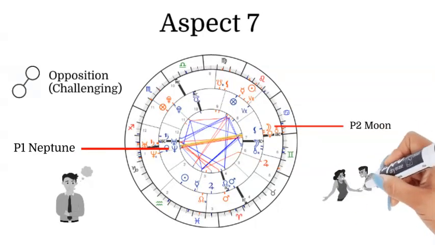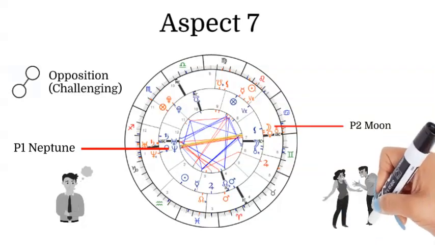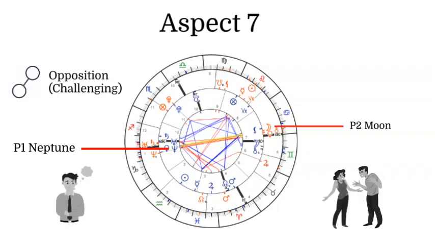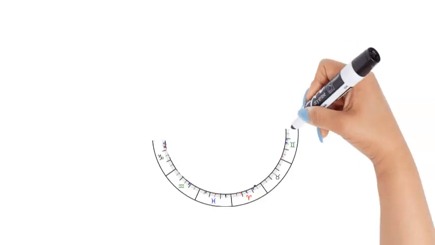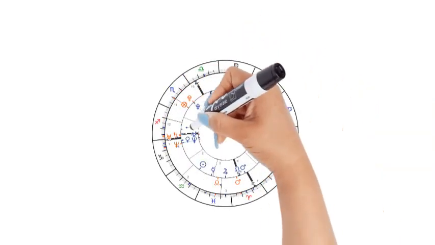This aspect could lead to Person 2 leaving the relationship because they feel neglected or misunderstood, while Person 1 may have no clue what they're even talking about. Person 1 should be careful to distinguish fantasy from reality to not break their own heart as well as the heart of their partner. Aspect number 8.